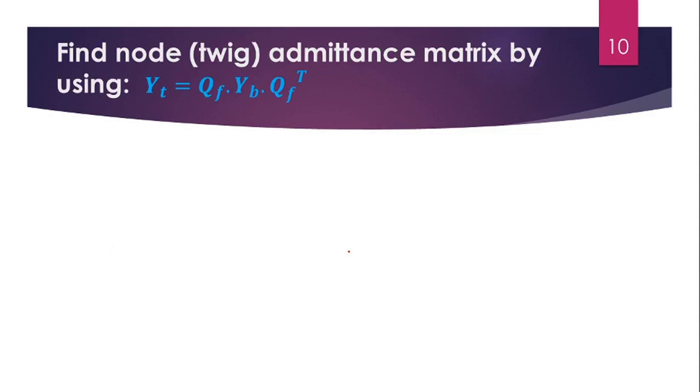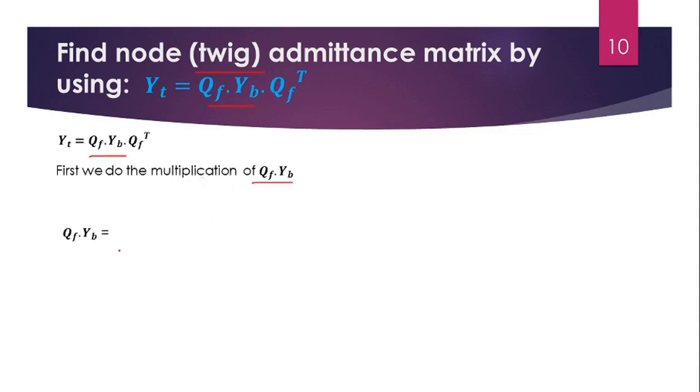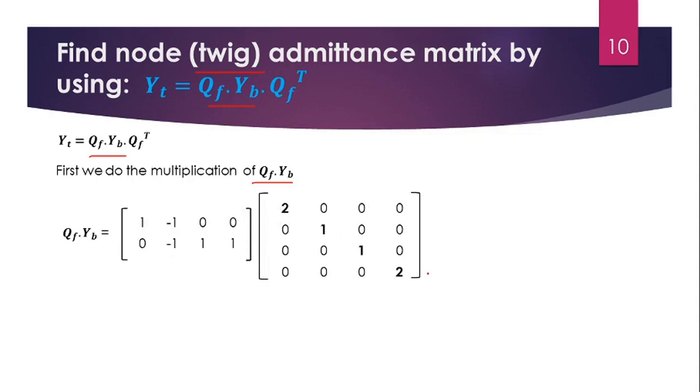Once we find the branch admittance matrix, we can easily find the twig admittance matrix using this relation: Yt equals Qf into Yb into Qf transpose. So first we find the product of two matrices, Qf into Yb. Qf is this one: 1 0 -1 1 -1 0 1 1 0 1 1, and Yb has only diagonal elements. So we can do the matrix multiplication, row into column.